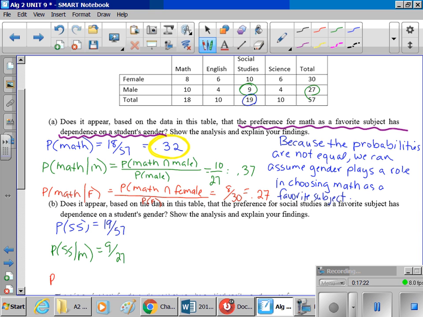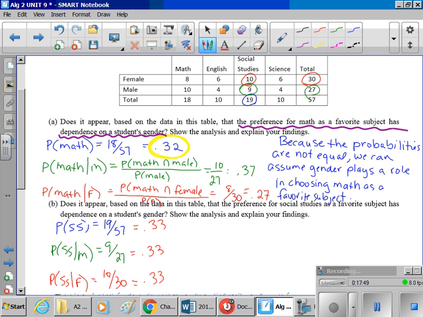And the probability of social studies given a female, remember the numerator is going to be the probability of both social studies and female, which is 10, over just female, which is 30. So this is equal to 0.33. This is equal to 0.33. And this is equal to 0.33.